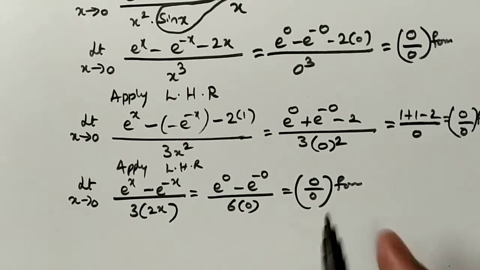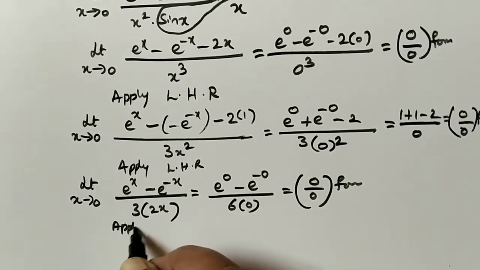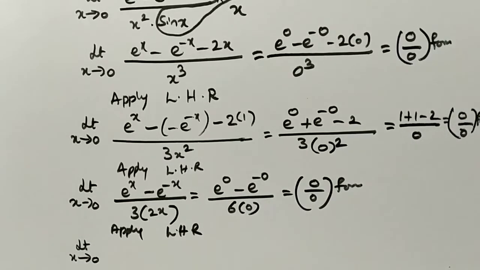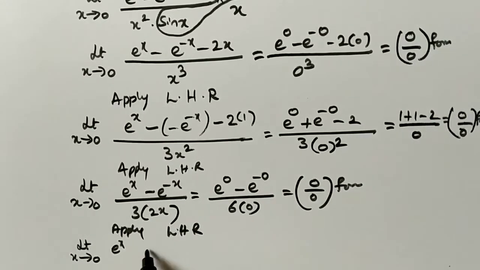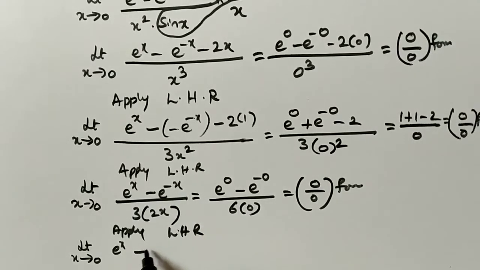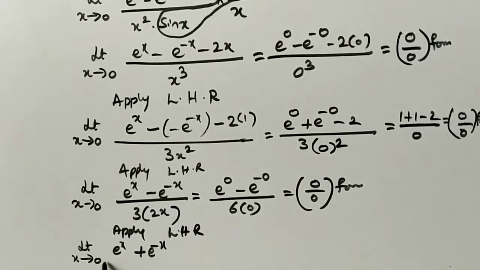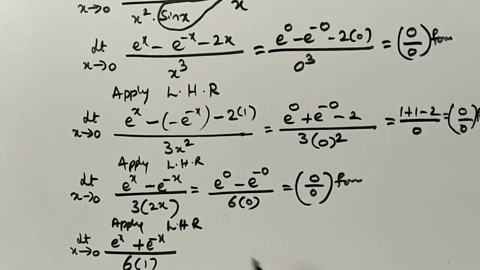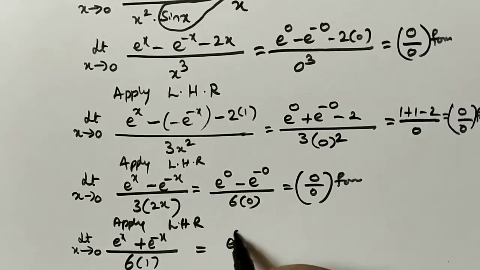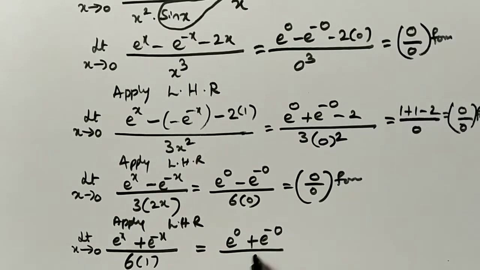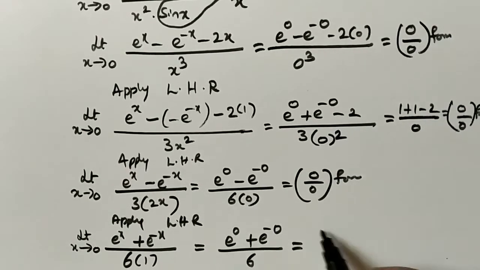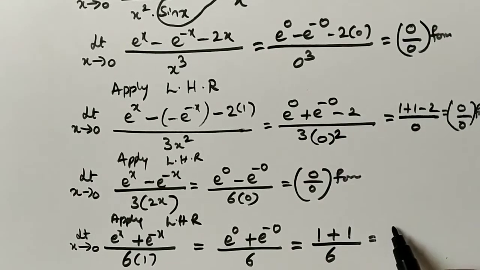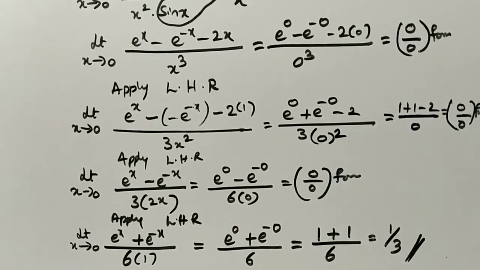So again, if it is 0 by 0 form, what will you do? Apply L'Hospital rule. That means we will differentiate, x tends to 0. The differentiation of e power x is e power x, and of minus e power minus x is minus minus e power x, which becomes plus e power x, divided by 6 into x differentiation, which is 1. Done. Now apply the limit: e power 0 plus e power minus 0, by 6. That means e power 0 is 1 plus e power minus 0 is also 1, by 6. That means 2 by 6, which equals 1 by 3.